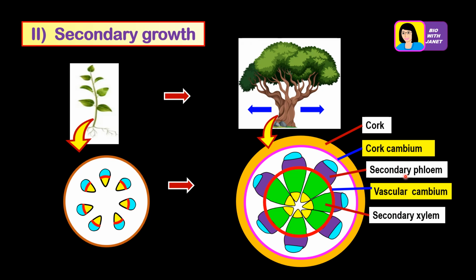Vascular cambium will produce secondary phloem and secondary xylem. Cork cambium will produce cork and secondary cortex on the white part here. So let's find out more. And basically the secondary growth involves the increase in the diameter or the circumference of the stem and roots, okay, to give more support to the plant that's growing taller and taller.